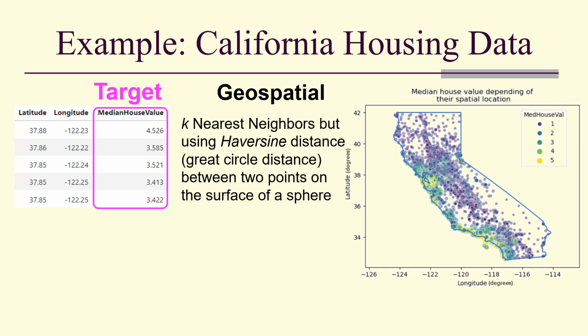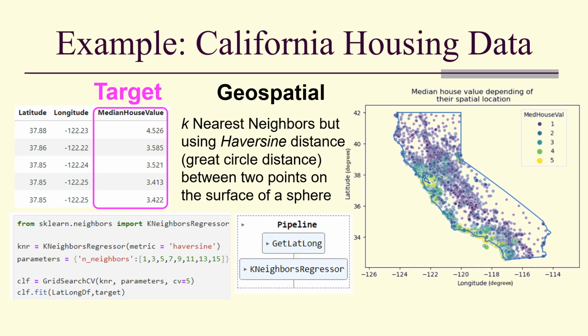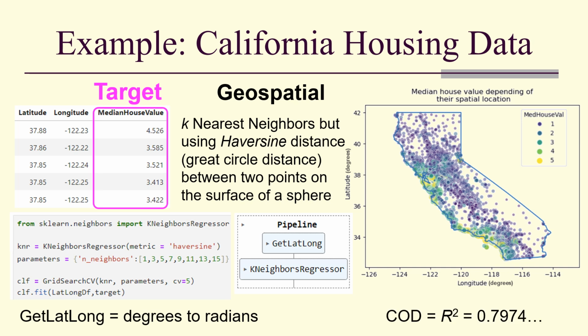Next, we did geospatial, latitude and longitude. We imported nearest neighbors and did a grid search to find the optimal neighbors. Notice our metric here is Haversine. This is great circle distance between 2 points on the surface of a sphere. And we ended up with our pipeline. That get lat long was simply a custom thing that I did because we need to change degrees to radians in order to use Haversine distance. And the coefficient of determination for this model was 0.7974.